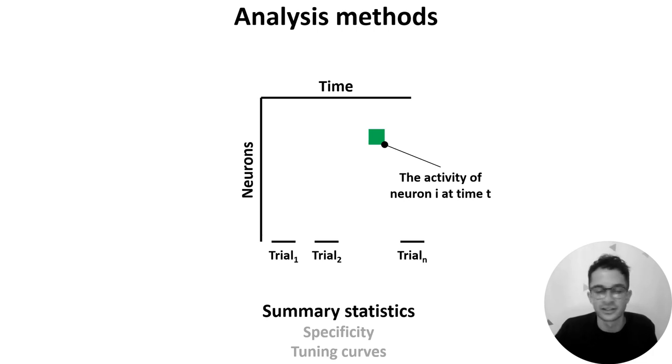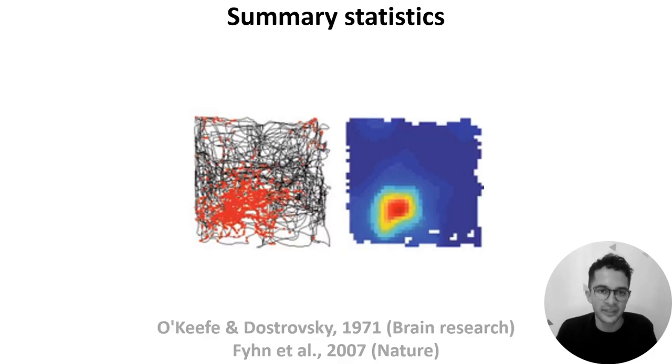So, what does this analysis look like? In this paper, the authors let a rat freely move around the square arena while recording the activity of neurons in part of the brain known as the hippocampus. In the left panel, the black lines show the animal's path through the environment, and the red dots show the locations in space where one neuron spiked. Then the right panel shows a heat map of this neuron's firing rate, with red being high.